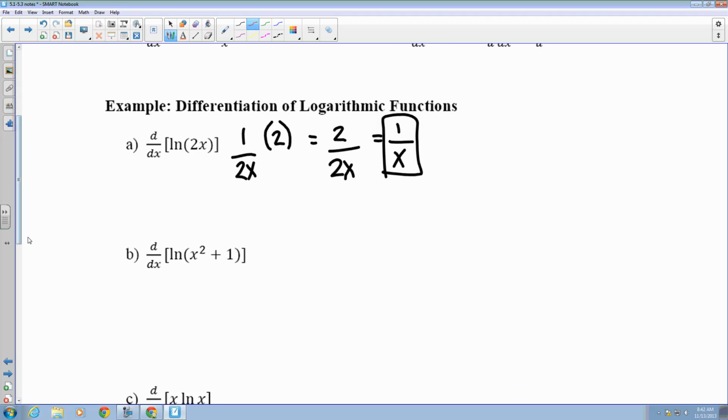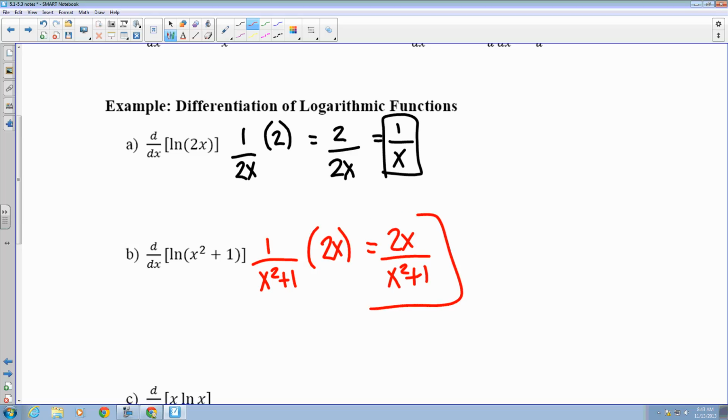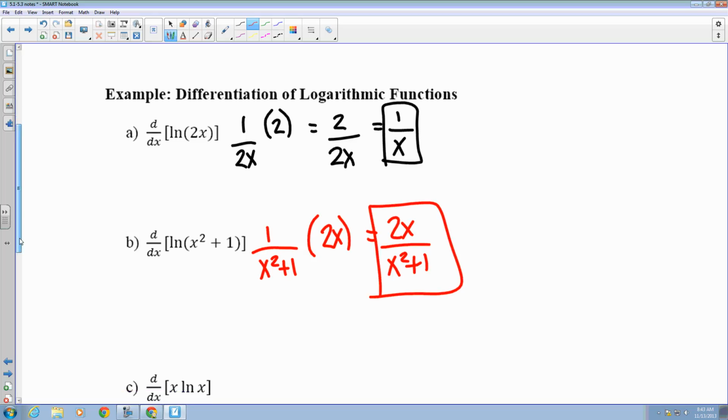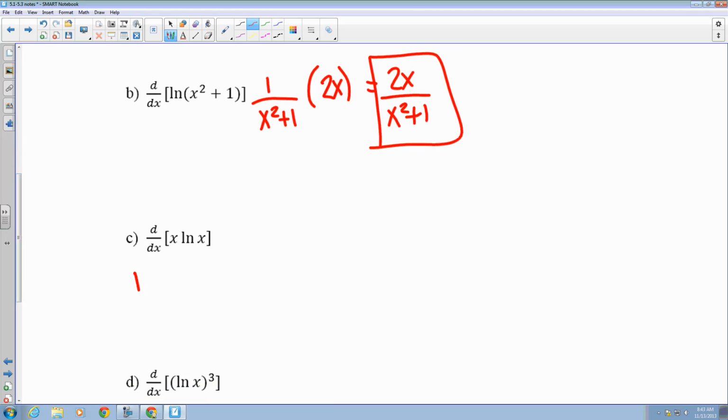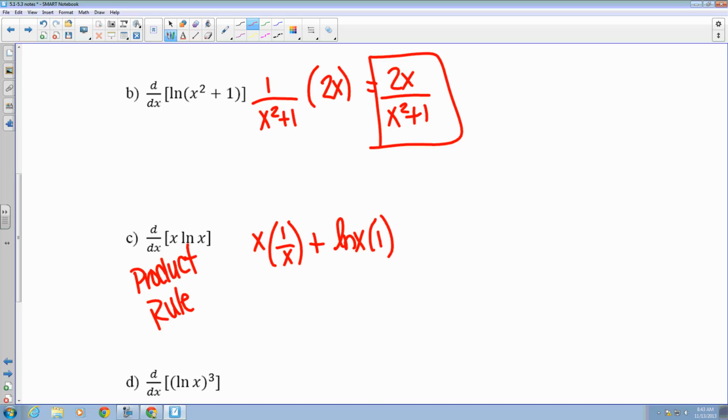Second one, we have another function as well. We're going to do 1 over x squared plus 1 times 2x. So 2x over x squared plus 1. Third one, x natural log x. That is the product rule. So f times g prime plus f g prime. No, backwards. Plus g f prime. There we go. So this is x times 1 over x is just 1, plus natural log of x times 1 is just natural log x. That one's done.